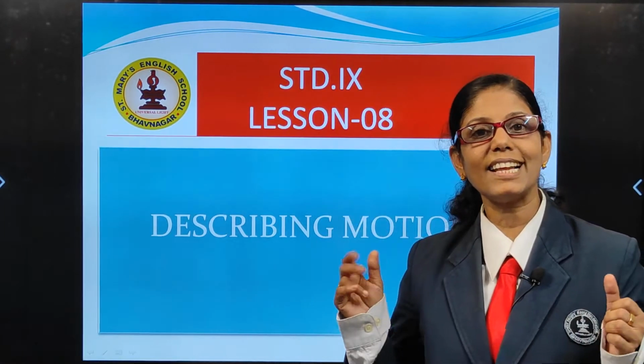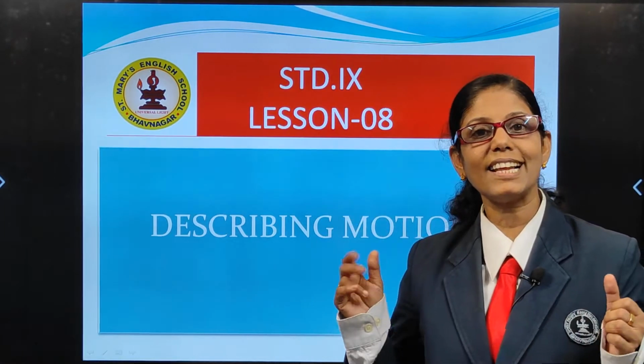Yes or no? Yes. So please tell me which terms we have learned. What is meant by motion? What is meant by the state of rest? Which are the physical quantities and which are the two types of physical quantities? Ronak, can you tell me which are the two types of physical quantities? Yes, scalar quantities and vector quantities.